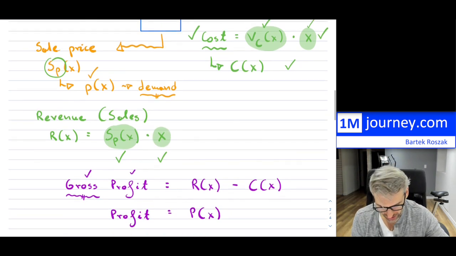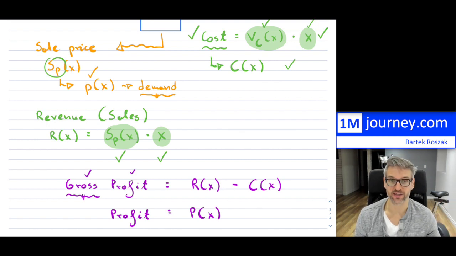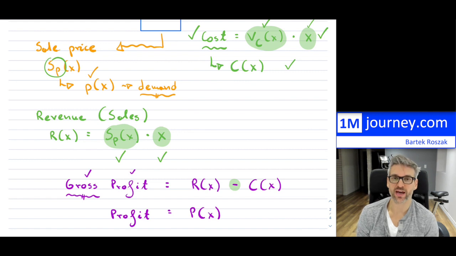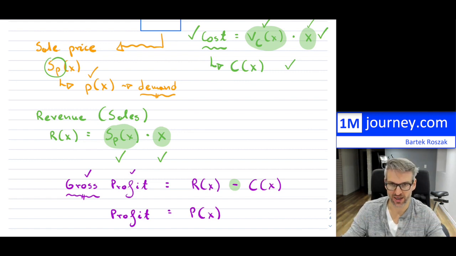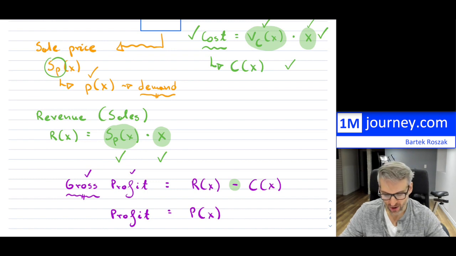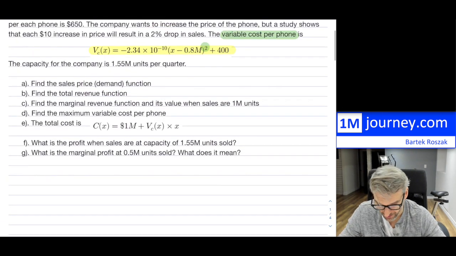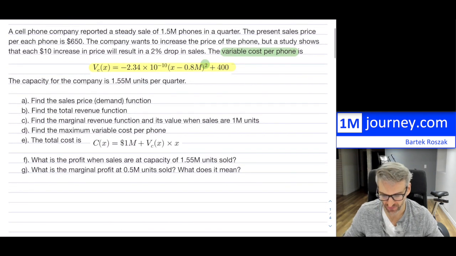If you want to know what the profit or the gross profit is based on these, you simply subtract the two, and then you get what the profit in between is. So that is the introduction to this. Now let's try to take all of this and tackle this mighty problem that we have in here.